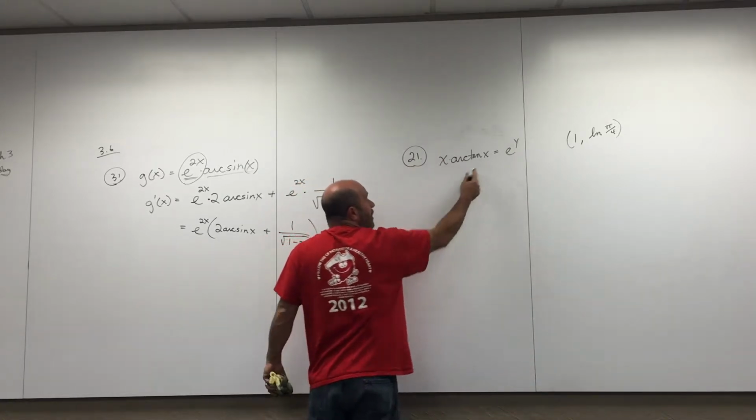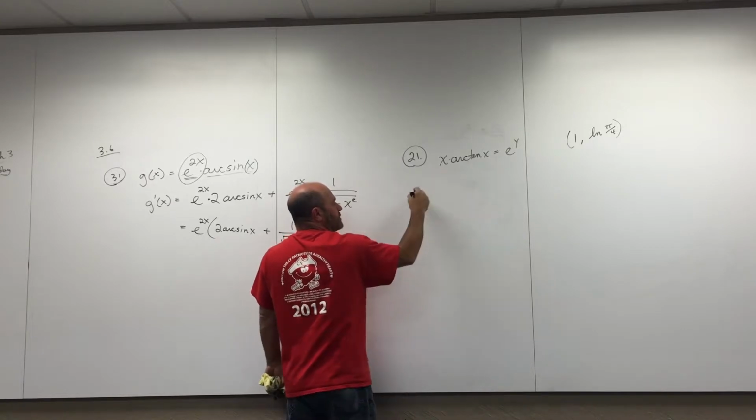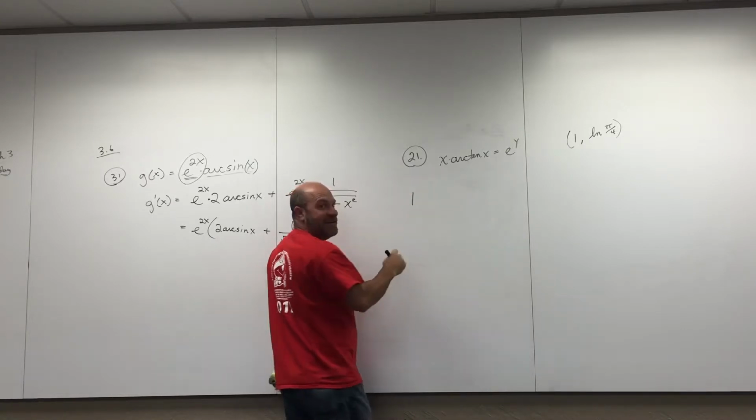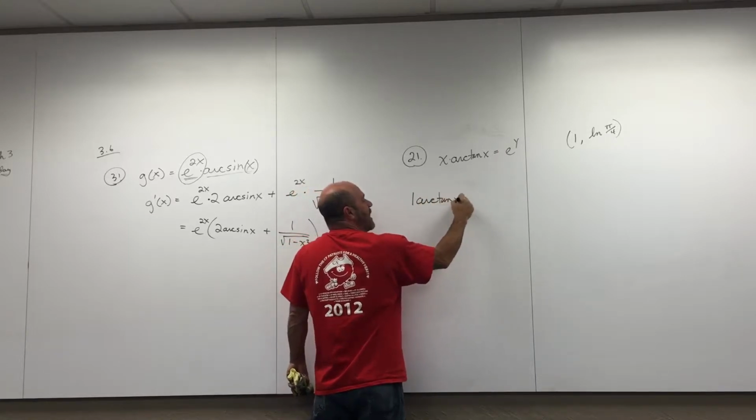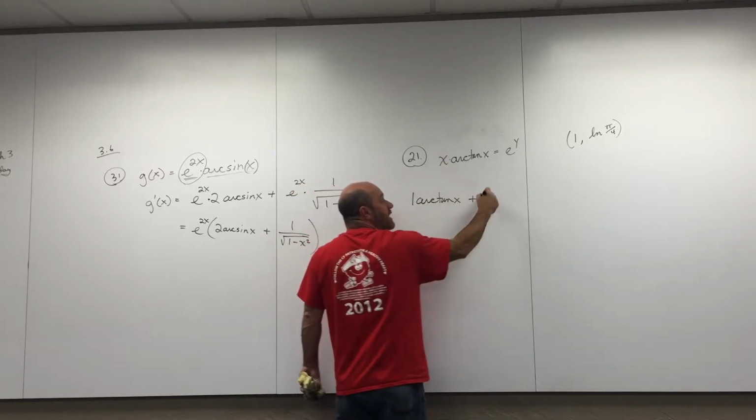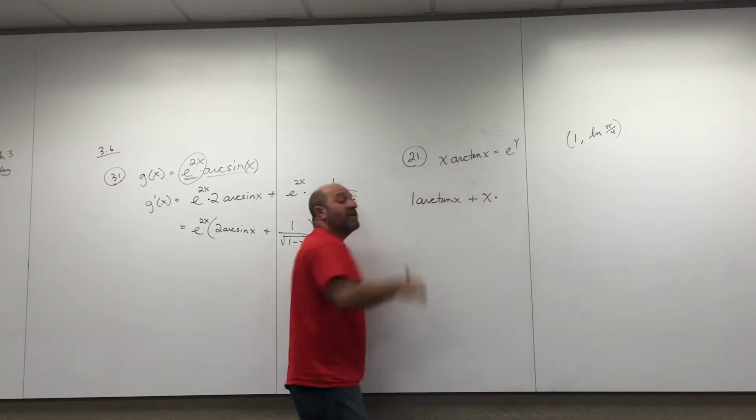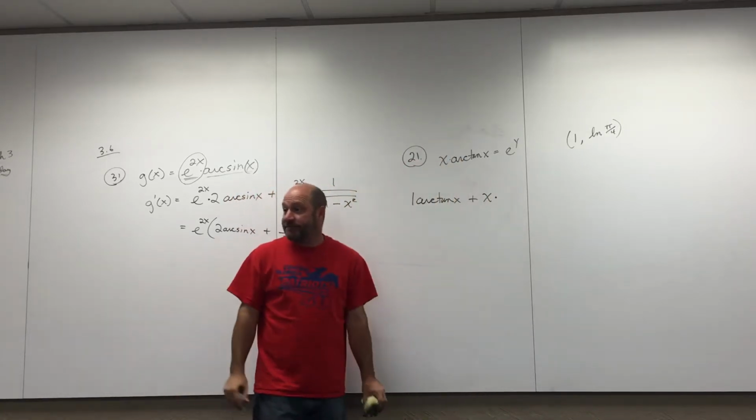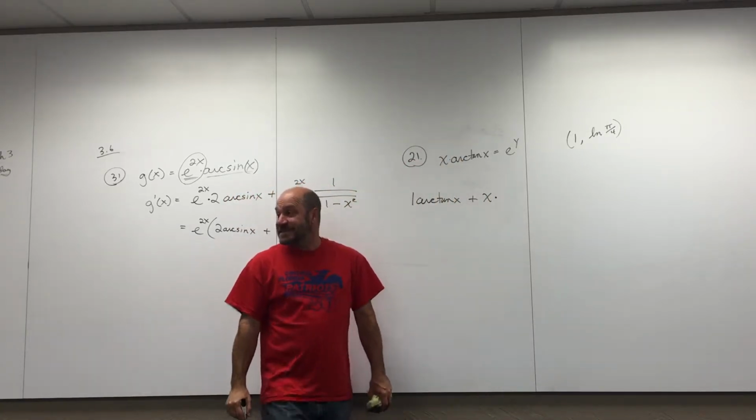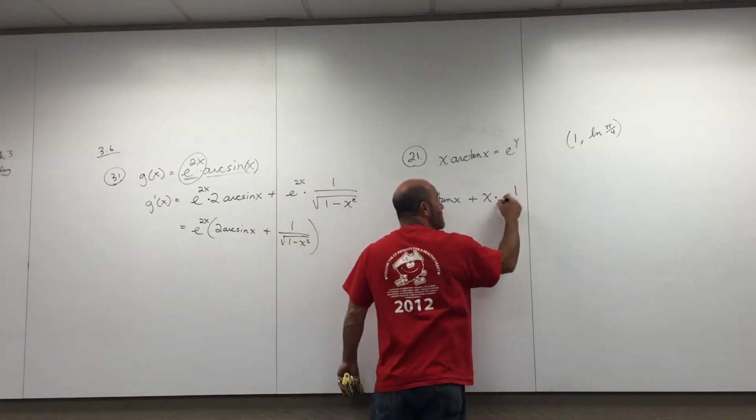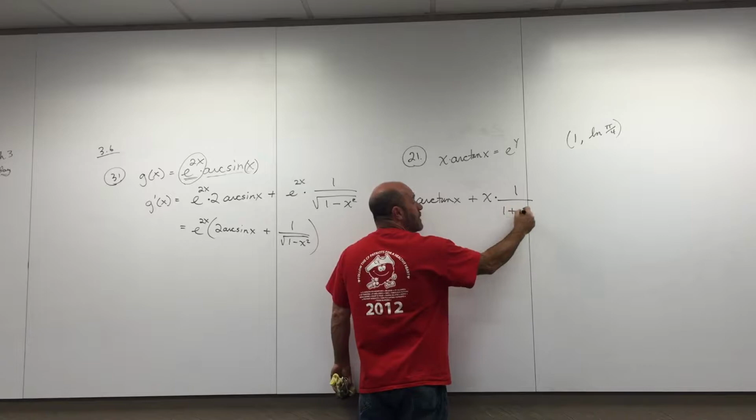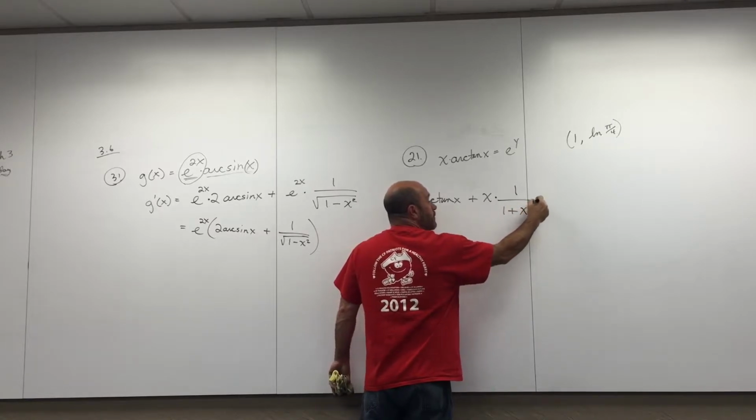But here we go. On this side, a product rule. Derivative of x: 1. Very good. And then write down the arctangent of x. And then plus, write down the x. And now, take the derivative of arctangent x. Again, I got it memorized. Do you guys have it memorized? U prime over 1 plus u squared. Yes.